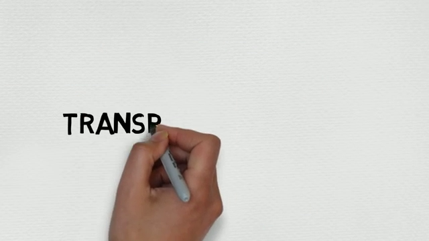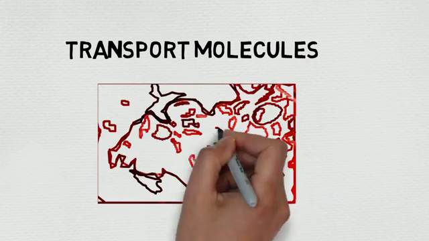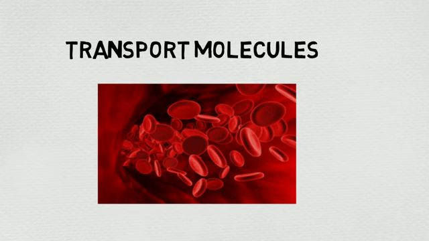Next, we have transport molecules. So protein is a major element in transportation of certain molecules. Hemoglobin is an example of a transport molecule because it transports oxygen throughout our body.